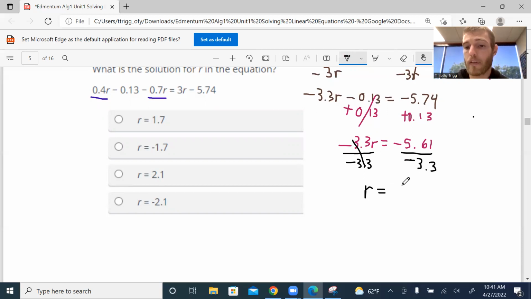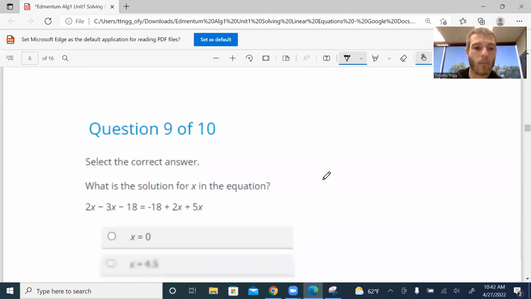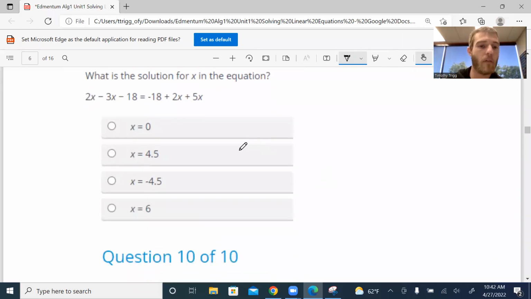r is now solved. We just need to divide this. I'm going to go ahead and grab a calculator. Hopefully you have a calculator at home. If not, you could use Google or something. That gives us that r equals 1.7. In this case, it's positive because a negative divided by a negative is always positive. Same thing with a negative times a negative. Multiplying and dividing follow the same negative positive rules. So positive 1.7.